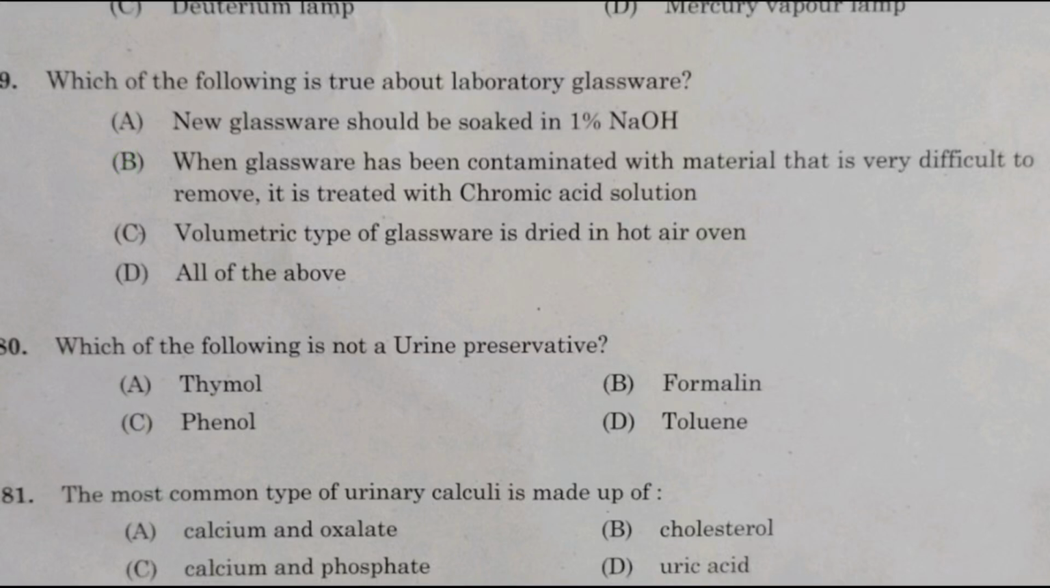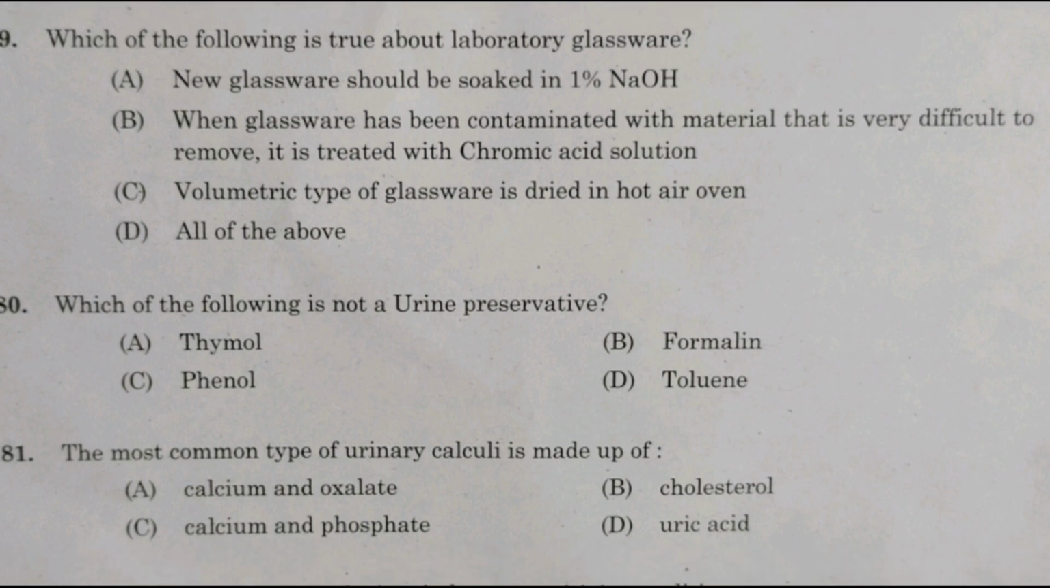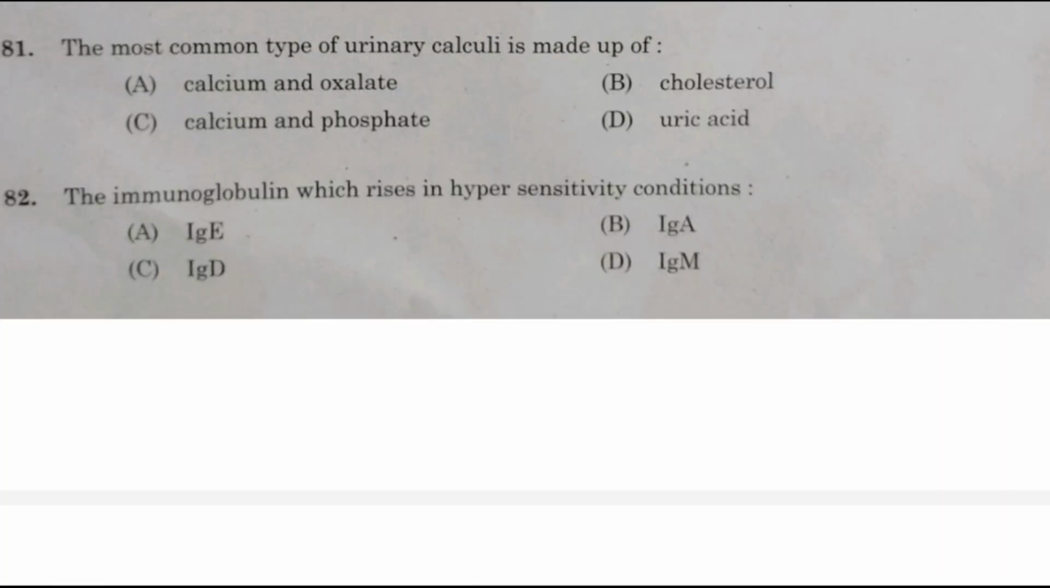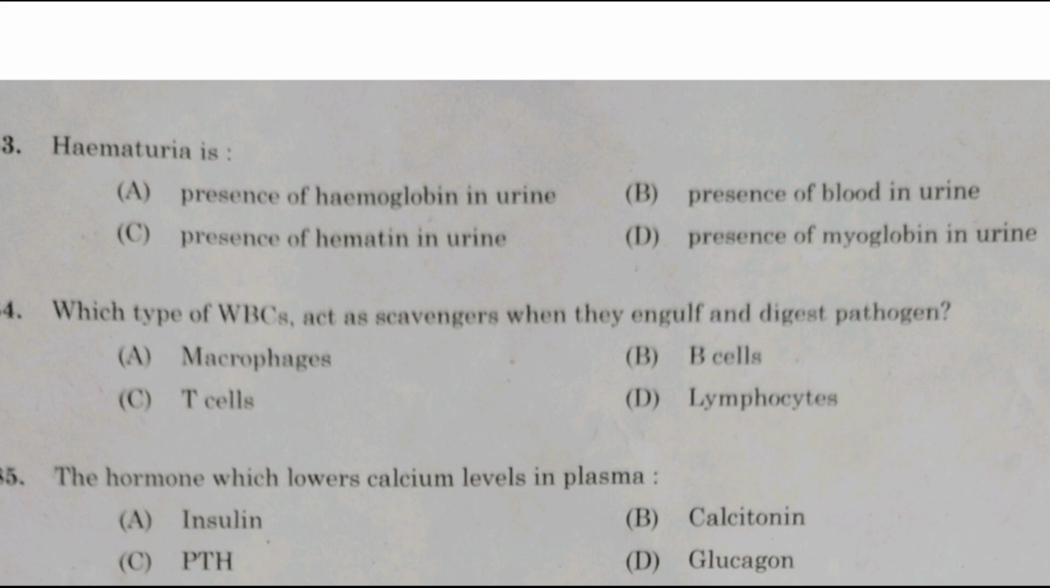Next one, which of the following is not a urine preservative? The right answer is option C, phenol. Next one, the most common type of urinary calculi is made of. The right answer is option A, calcium and oxalate. The immunoglobulin which rises in hypersensitivity conditions. The right answer is option A, IgE. Next question, hematuria is. The right answer is option B, presence of blood in urine is hematuria.